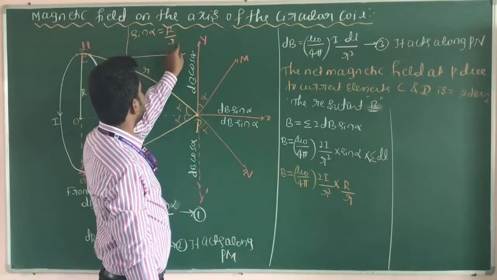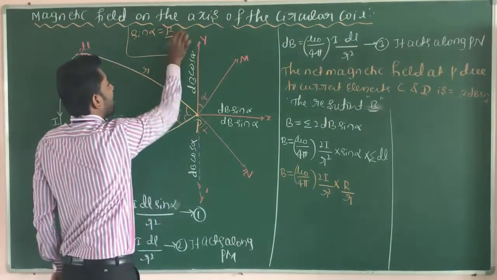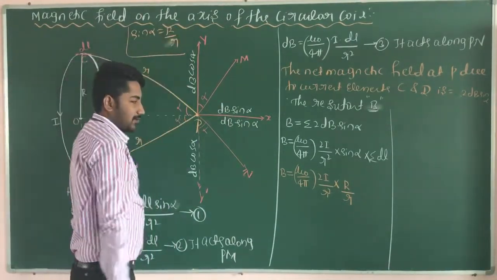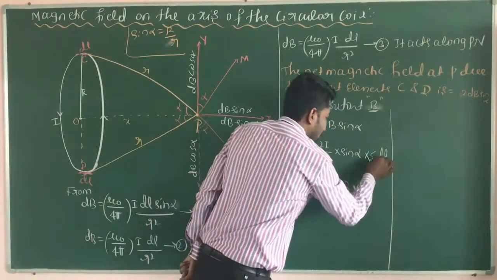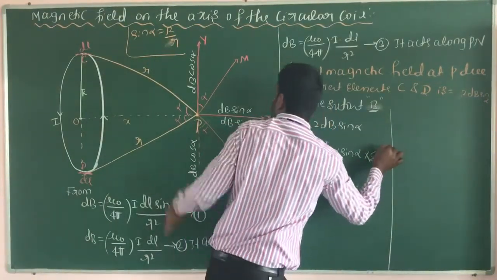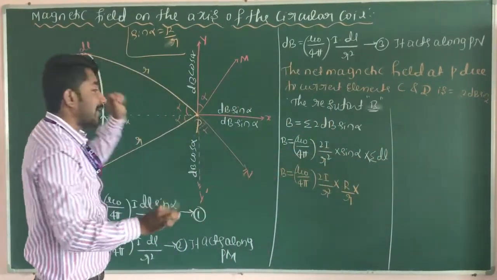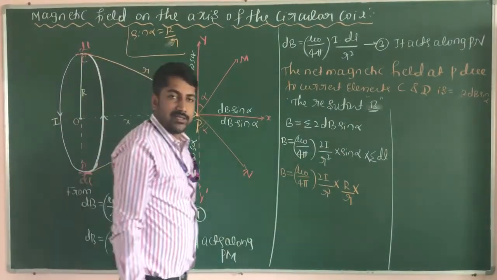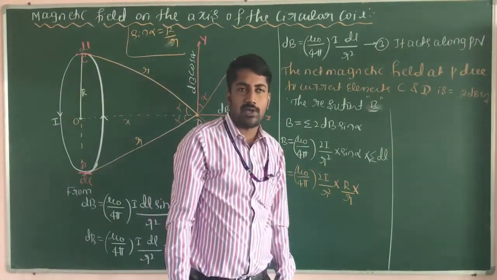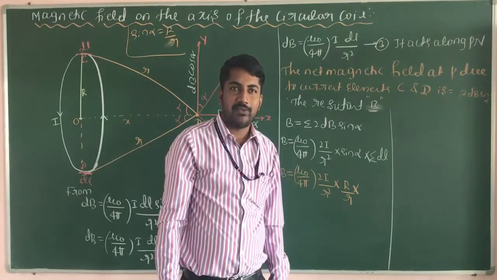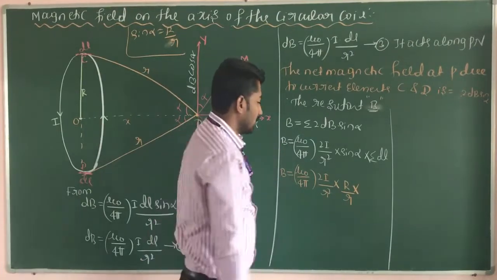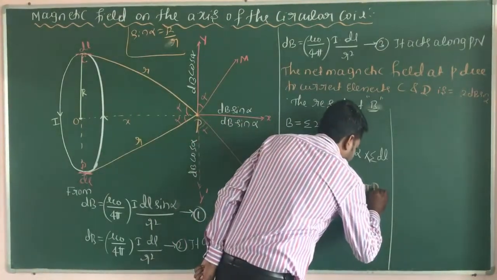Sin alpha is equal to r divided by small R, opposite divided by hypotenuse, r divided by R into sum of dl. The sum of all these current elements can be calculated by using the circumference divided by 2 formula. Circumference divided by 2, that is 2 pi r divided by 2. We get only pi into r.